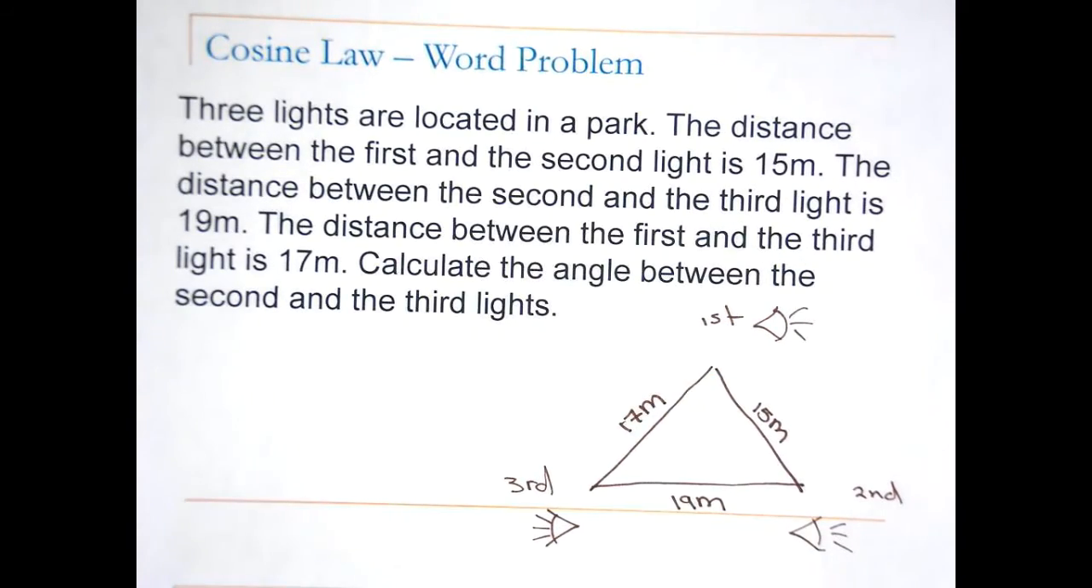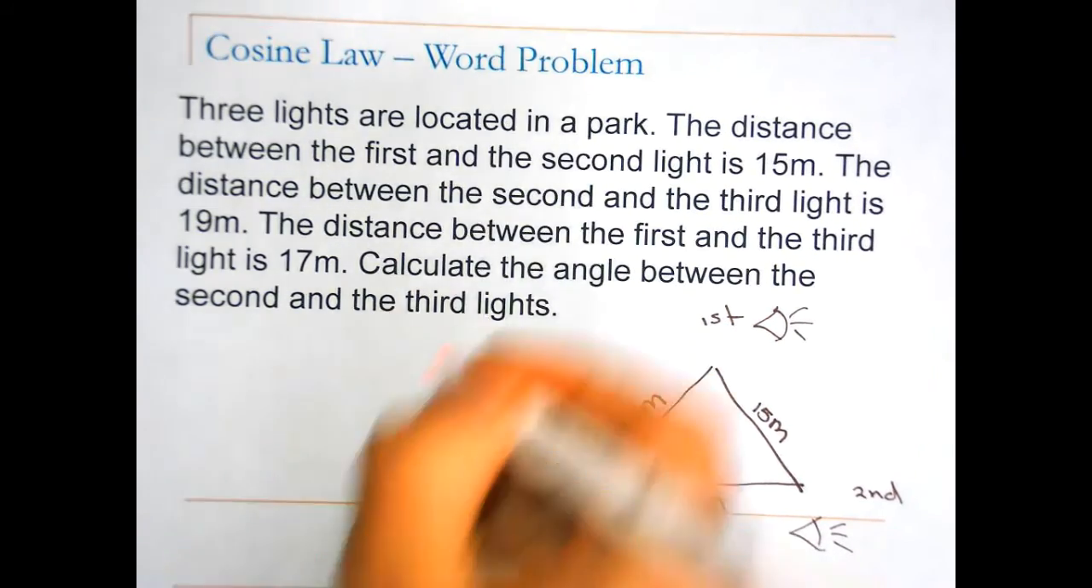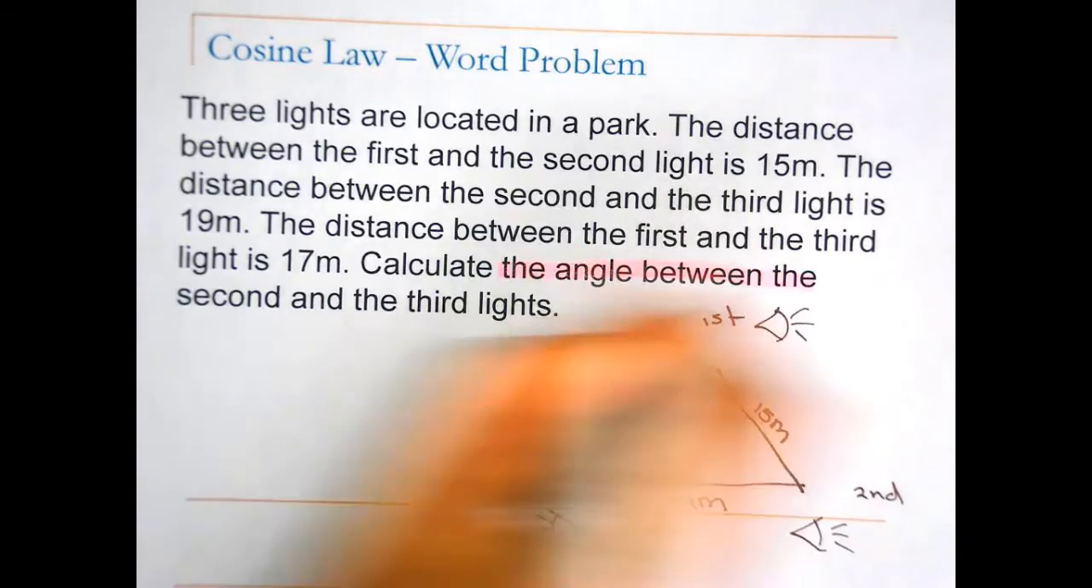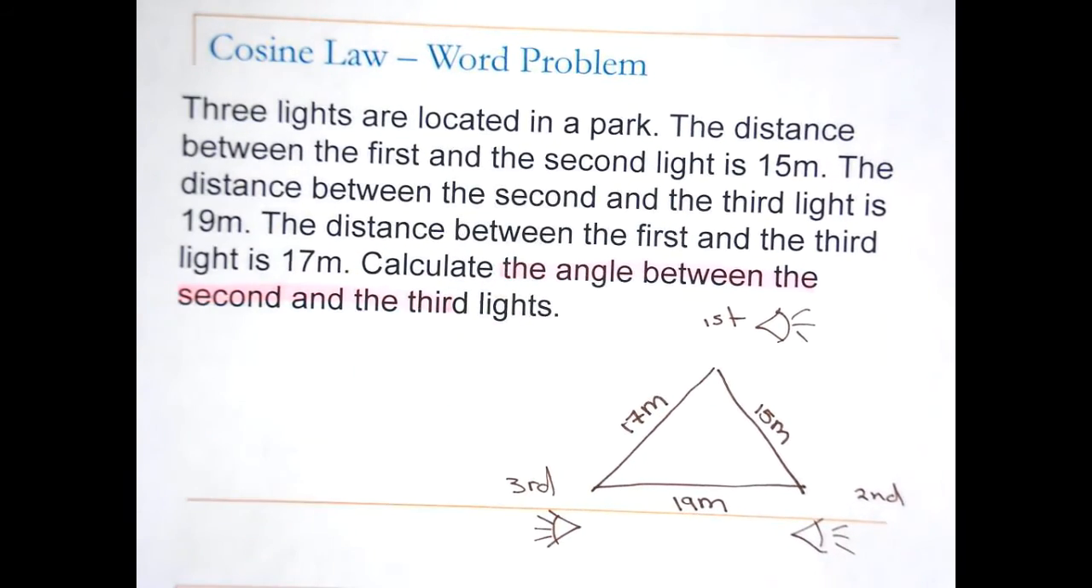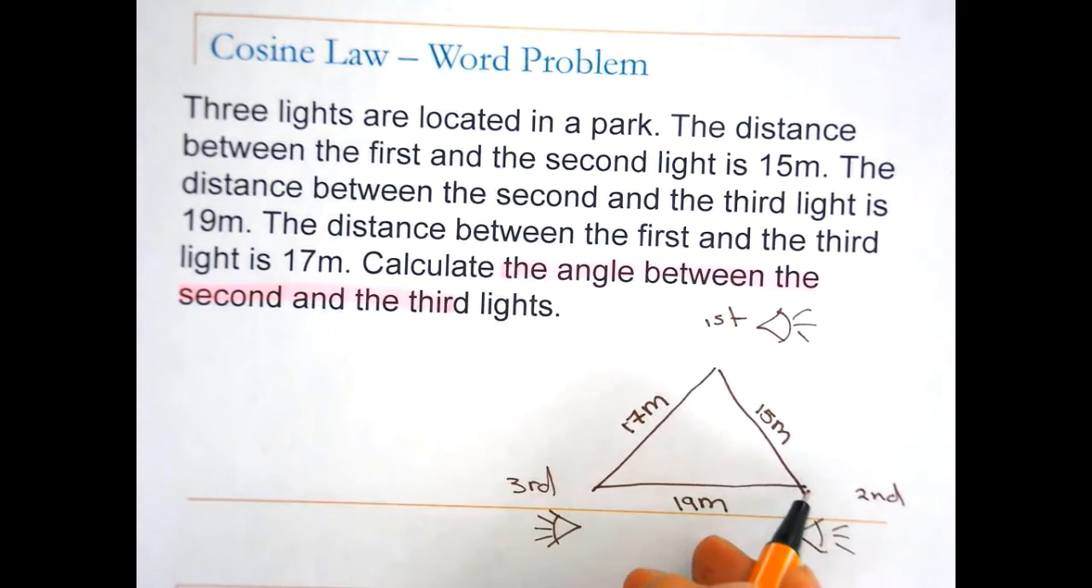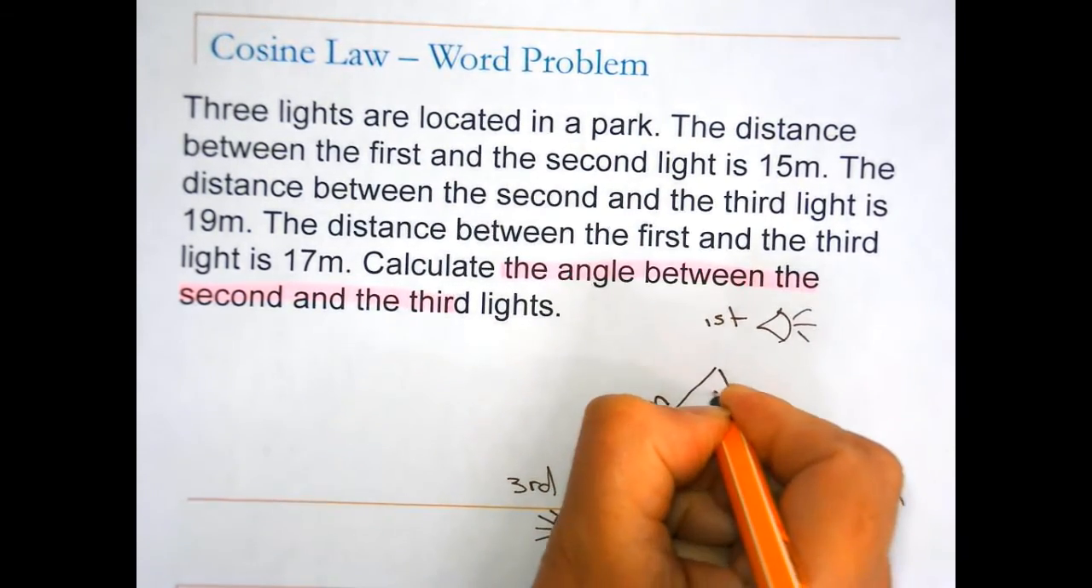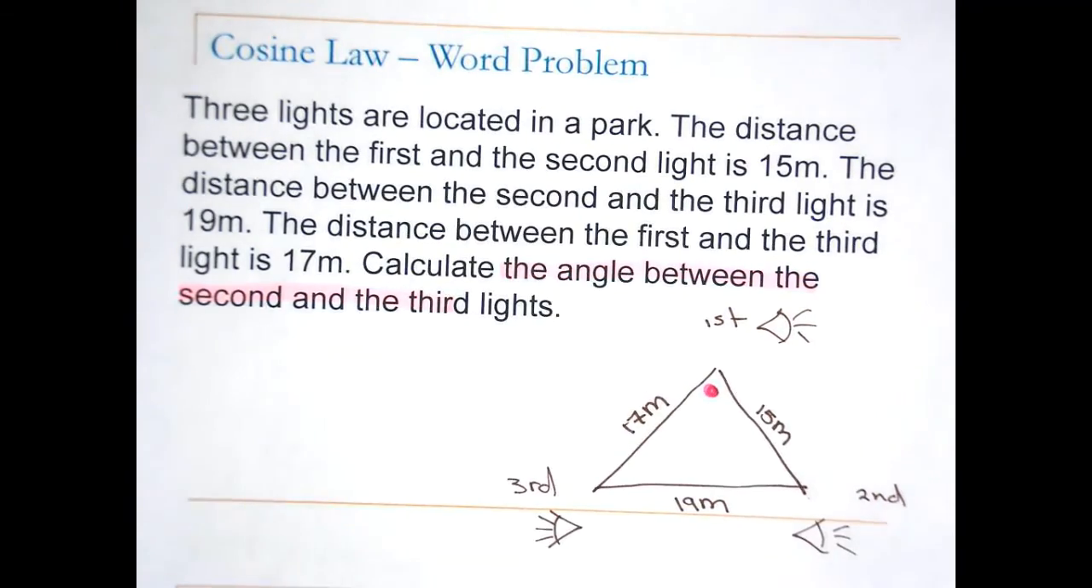Now let's see what the question is asking. We want the angle between the second and the third. So this is the second light, this is the third light. So the angle that is formed by these 2 lights is actually this angle. This is what the question is asking for. Angle between the third light and the second light.